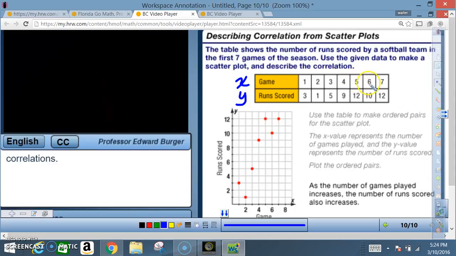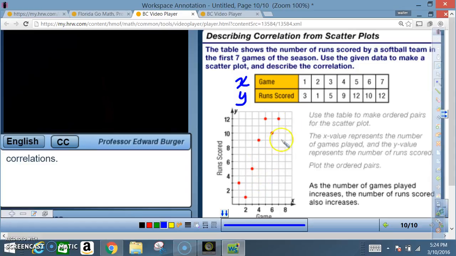Next, we have x is 6 and y is 10. 6, and y is 10. And last but not least, x is 7 and y is 12. 1 through 7, and then we get 12. And with that, we graphed our points.